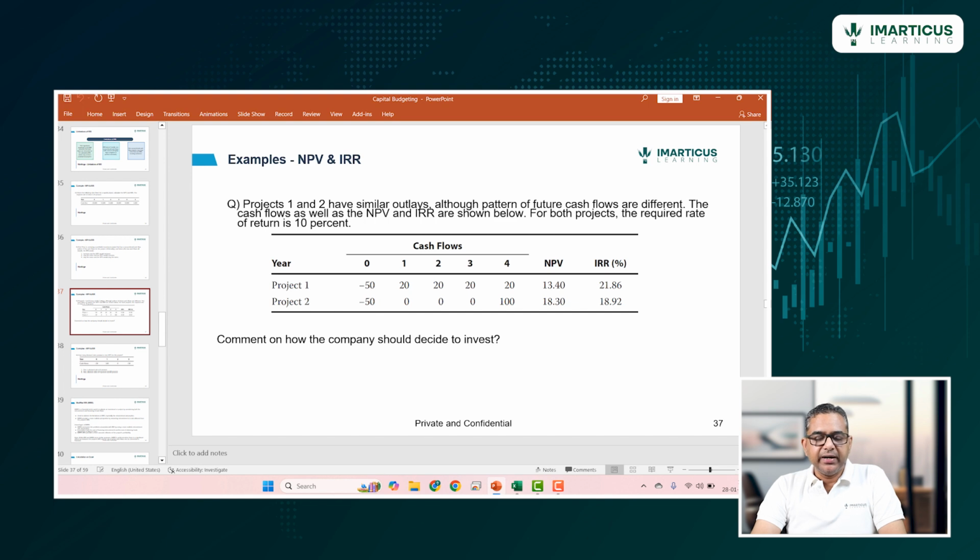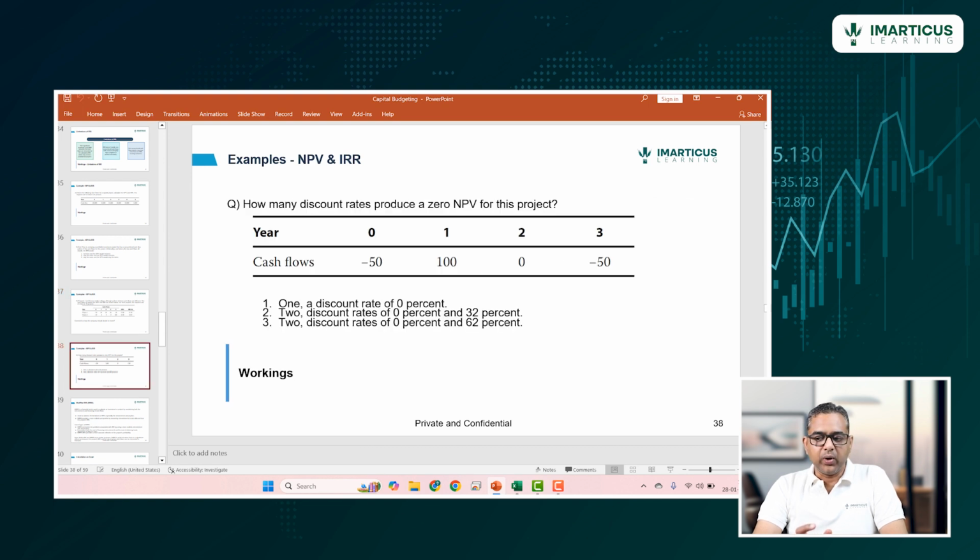Net present value is higher, 18.30, and the objective with which we work is maximizing the value of the firm, the shareholders' wealth. So from that perspective, project 2 will increase the value of the firm by 18.30 versus project 1, which is only increasing the value of the firm by 13.40. So from the amount of NPV generated perspective, project 2 is better than project 1.